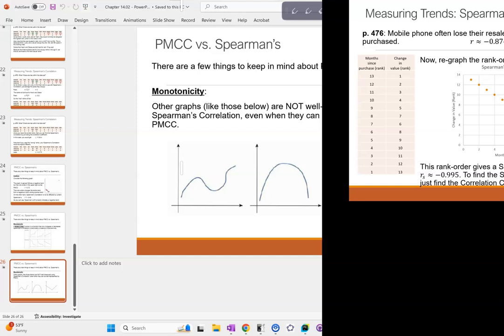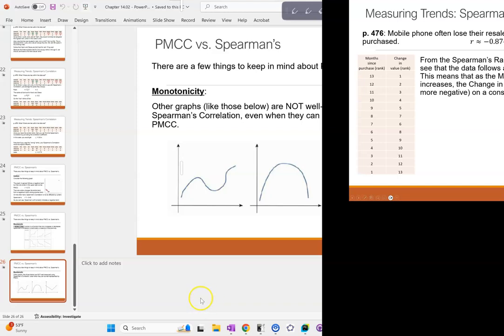Everybody feels okay with what we did there? Okay. What if I had instead ranked them in the reverse order? What if, instead of big to small, I went small to big?